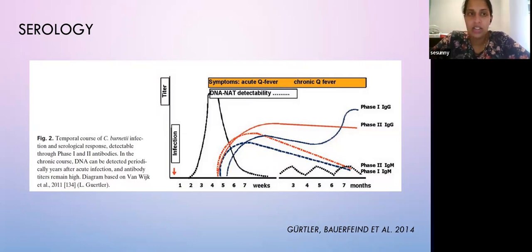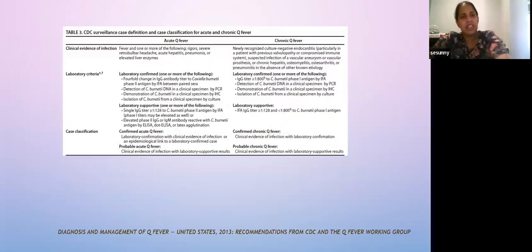So it's not just, oh, I'm doing serology. Remember, there are various ways in which you can do serology. And when you're comparing patients on follow-up, you must make sure that you're using the same serological method that you used the first time. This is taken from the CDC, from the Q Fever Working Group, and this is from 2013.